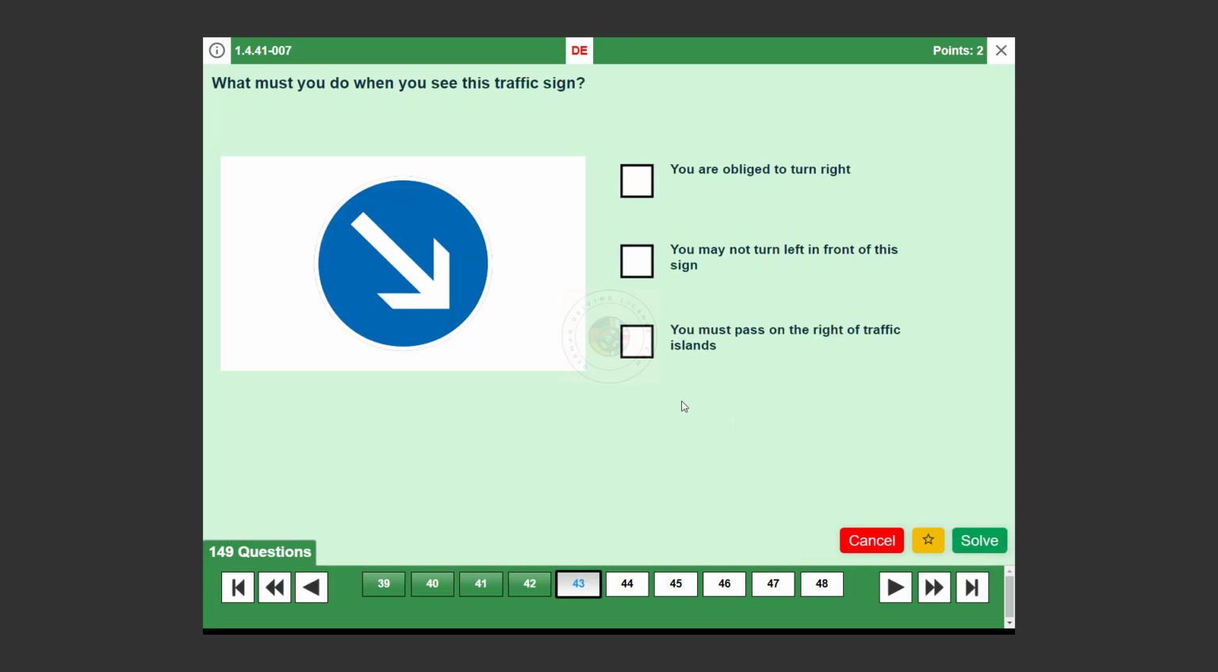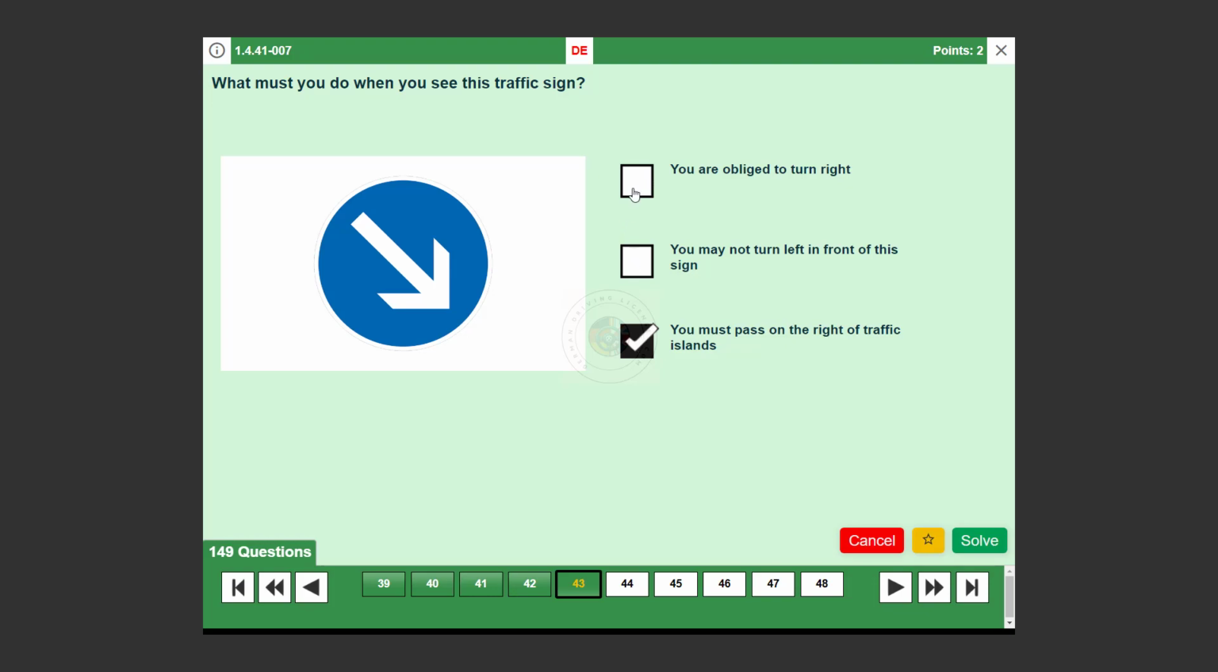Question number 43. What must you do when you see this traffic sign? You may not turn left in front of this sign. False. The sign does not prohibit a left turn. You must pass on the right of traffic islands. True. Passing on the right of traffic islands is the correct action as per the sign.